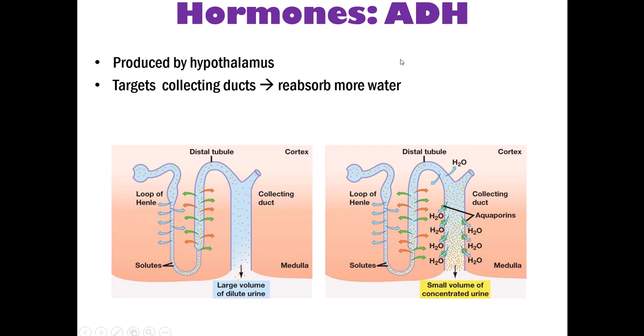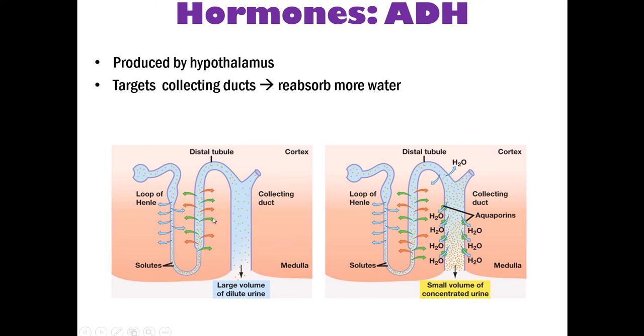So to remind ourselves, ADH is a hormone that is made by the hypothalamus and then stored in the posterior pituitary. And ADH's job is to tell your collecting ducts in your nephrons to reabsorb more water, typically to prevent dehydration. So when ADH is not present, you'll see the collecting ducts are essentially impermeable to water. So you end up with a very large volume of fairly dilute urine, right?